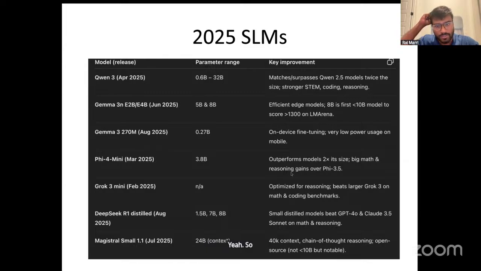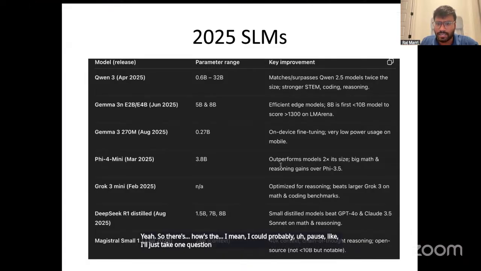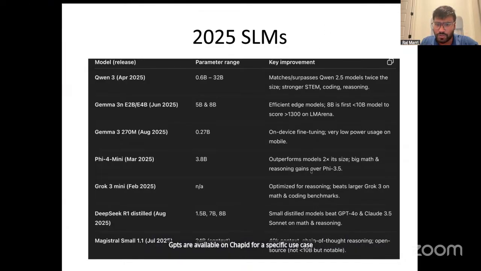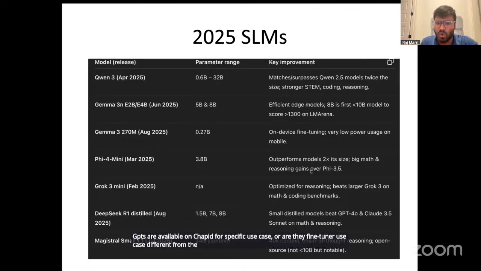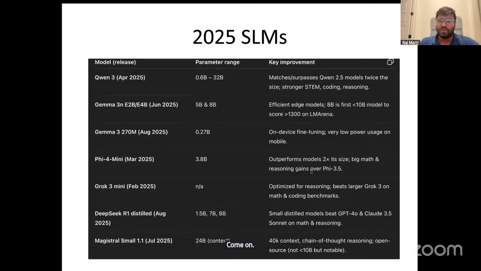So I could probably pause. I'll just take one last question. How is an SLM fine-tuned on a use case different from the GPTs available on ChatGPT for a specific use case, or are they the same? Is fine-tuning on a use case different from the GPTs available? Oh, come on, GPTs available on ChatGPT.